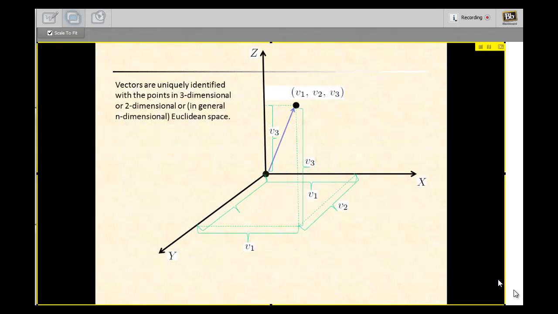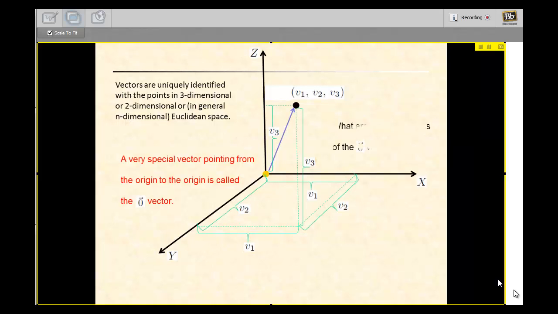So a very special vector pointing from the origin to the origin is called a zero vector. Zero vector means it starts at 0 and ends at 0. That's called the zero vector, and it is denoted by 0. So what are the coordinates of the zero vector?